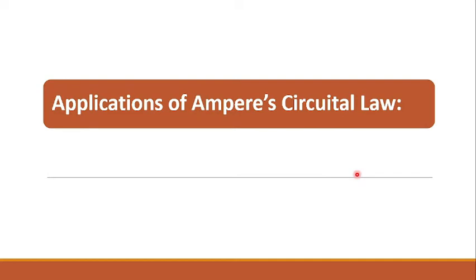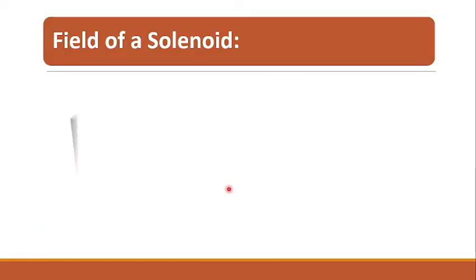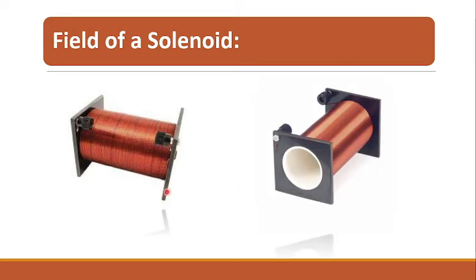Let us see the first application, field of a solenoid. A solenoid is a wire wound closely in the form of a helix. The wire is coated with an insulating material so that although the adjacent turns physically touch each other, they are electrically insulated. Generally, the length of the solenoid is large as compared to the transverse dimensions. For example, if the solenoid has circular turns, the length is large as compared to its radius. If it is rectangular in shape, the length should be large as compared to the edges.